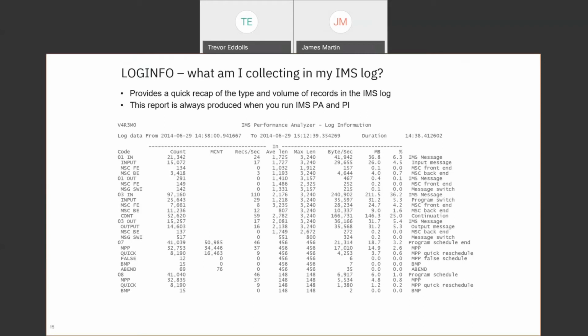James, I've got a question for you. This is from Wanda Yang. How many checkpoints in IMS batch will be considered too much or too little?